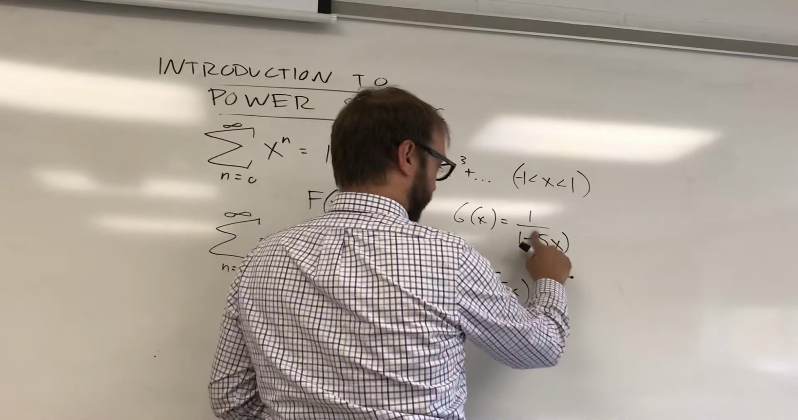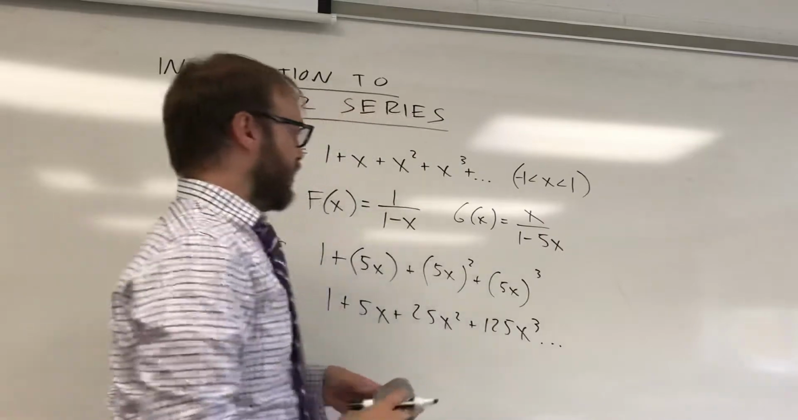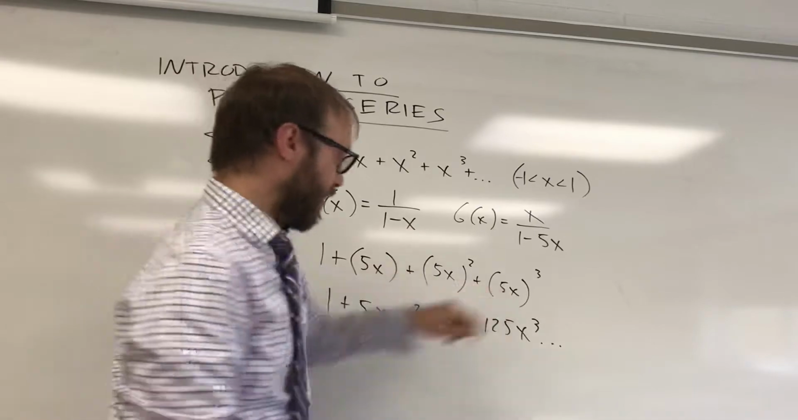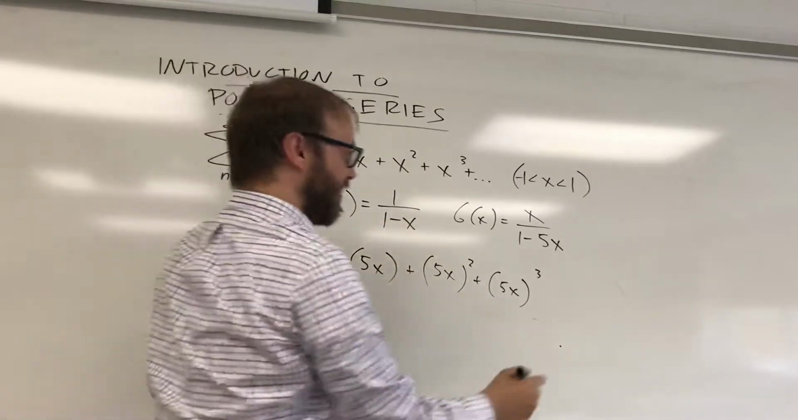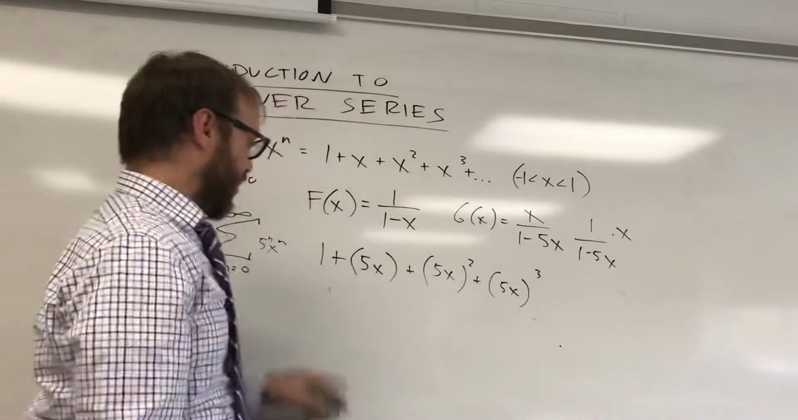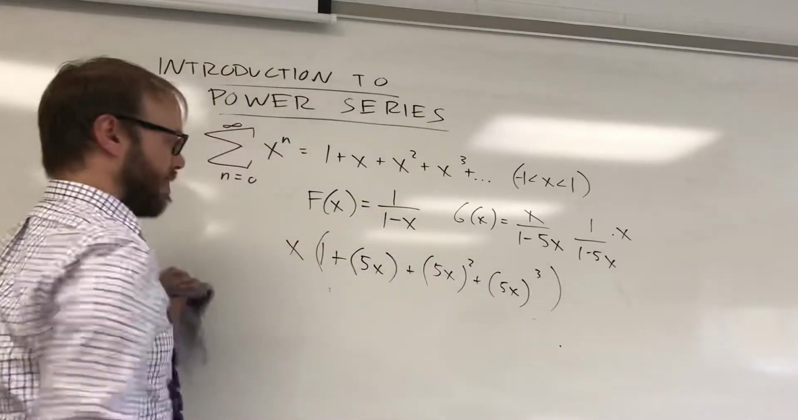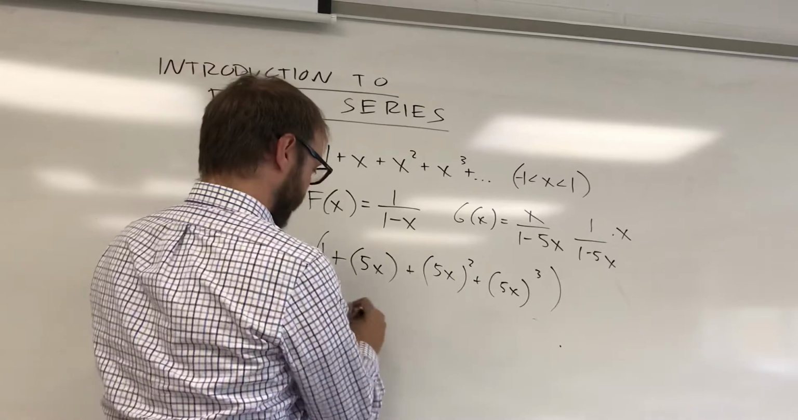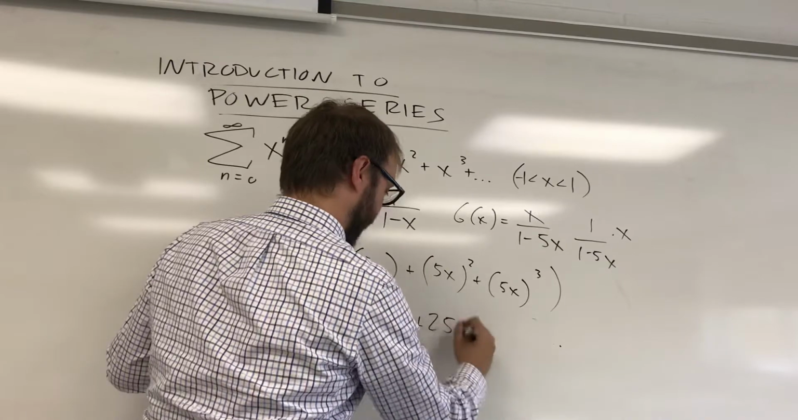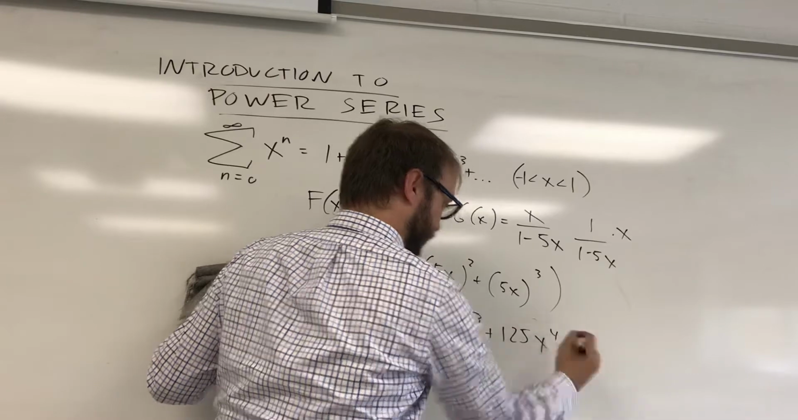I could do the function, let's say I wanted to do x over 1 minus 5x. So you look back here and you say, okay, 5x got put in as my input. That would give me this. And then the series 1 over 1 minus 5x got multiplied by x. So this whole series, each term would get multiplied by an additional x. And that would give me x plus 5x squared plus 25x cubed plus 125x to the fourth, and so on.